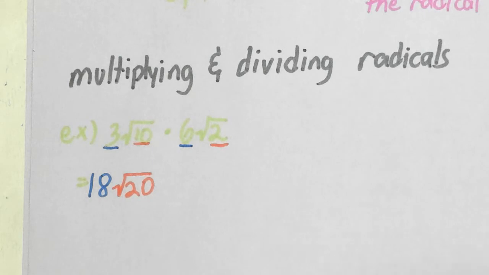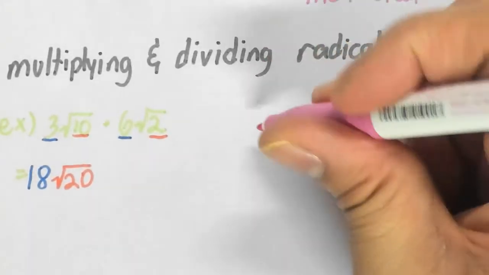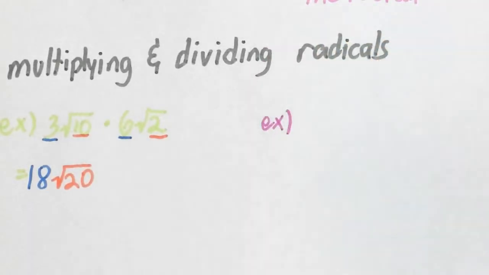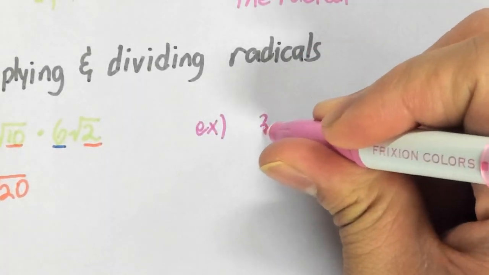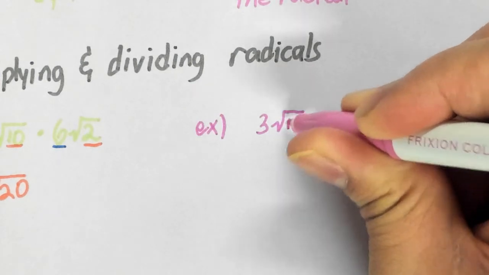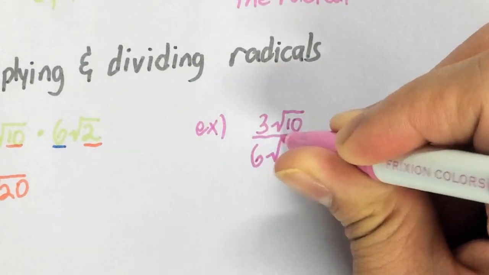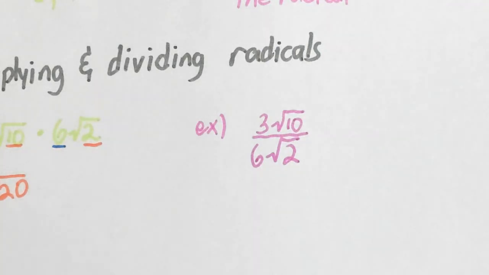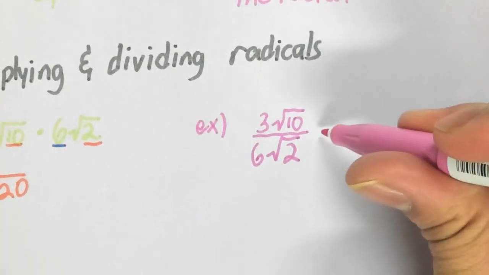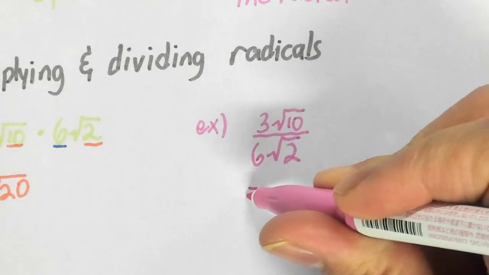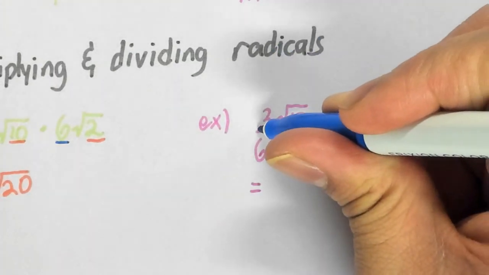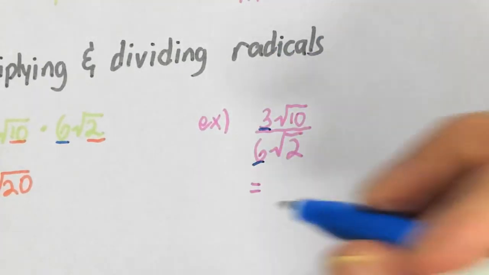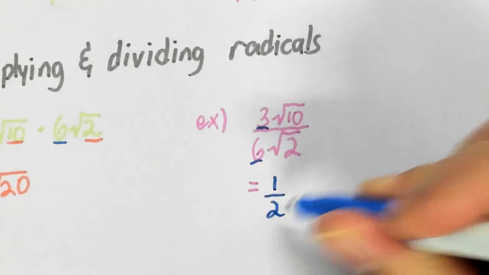Alright, let's do an example with division. Dividing radicals. Okay, let's say we had 3 square root 10 divided by 6 square root 2. When you are dividing radicals, it still follows the same pattern from multiplying. The outside numbers get divided and the inside numbers get divided. So on the outside, we have a 3 and a 6. 3 divided by 6 gets me 1/2.